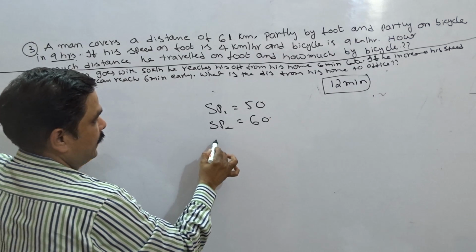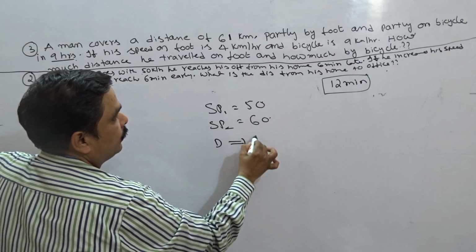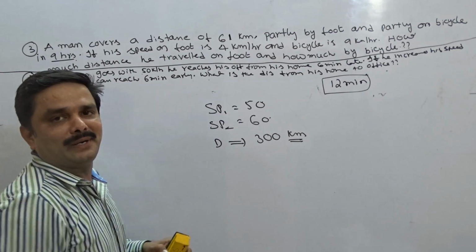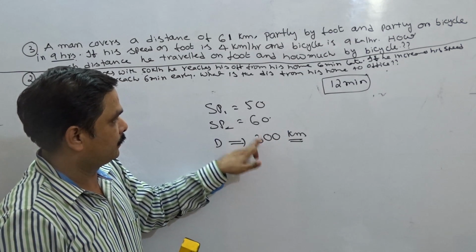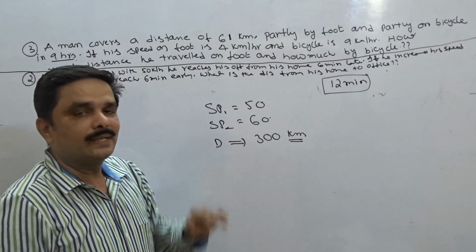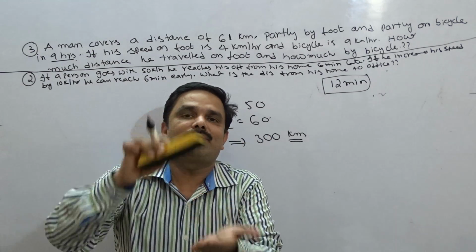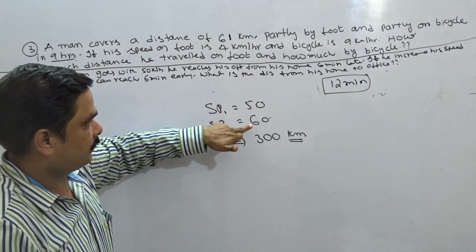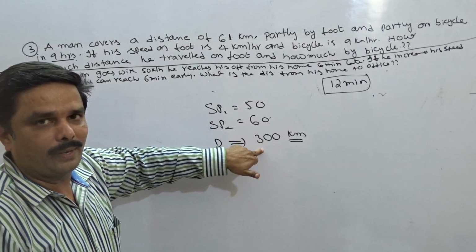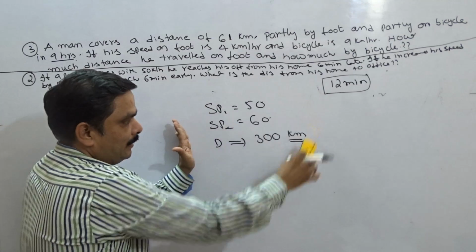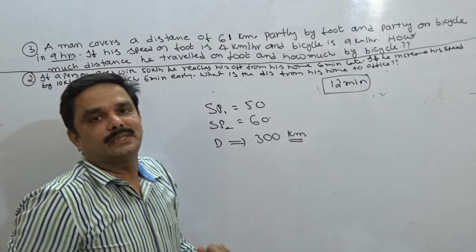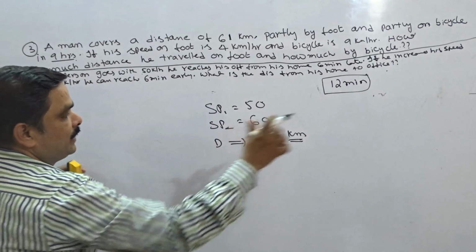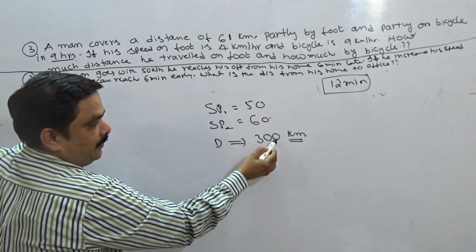Now in this case, let the distance be 300 kilometers. I am taking this one as 300. Why 300 only? Because 300 is divisible by 50 as well as 60, so that I can avoid the fraction here. Okay, LCM you can take, right? Because when you take LCM, we can avoid the fractions. That is easier for us. Time would be saved. Now here I am taking this distance as 300 kilometers.